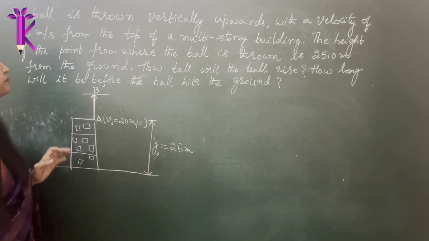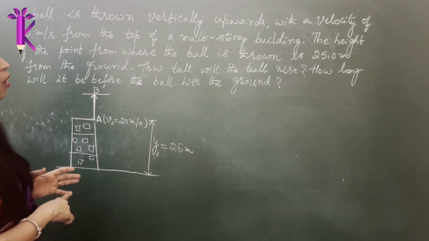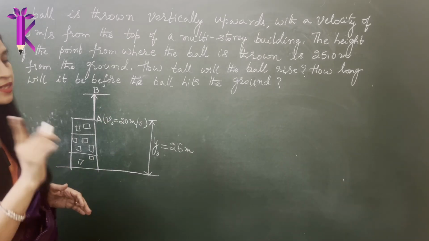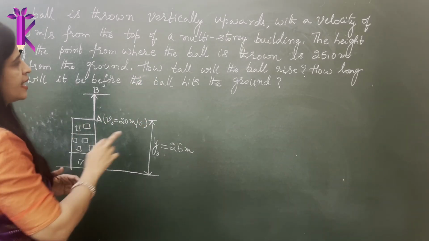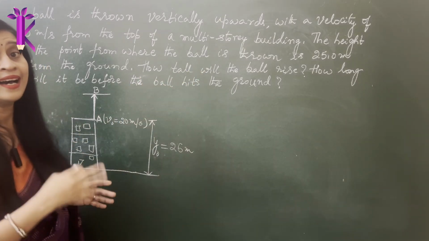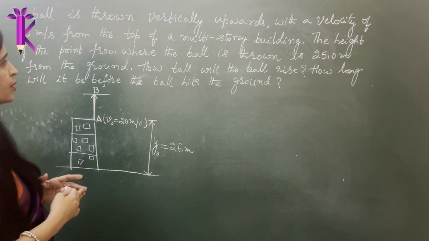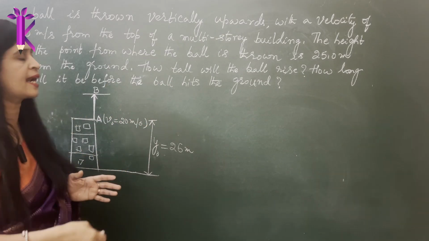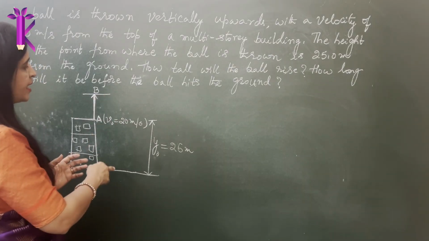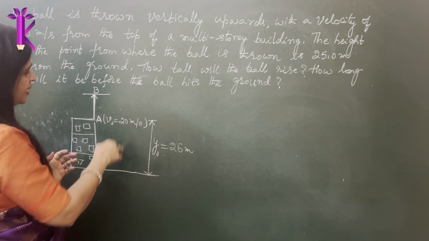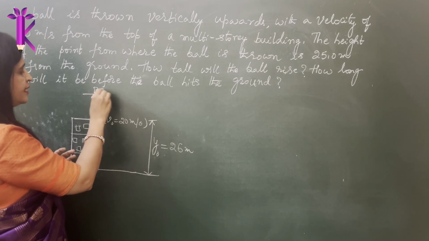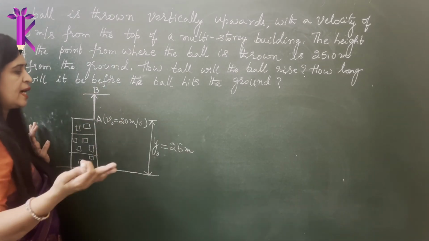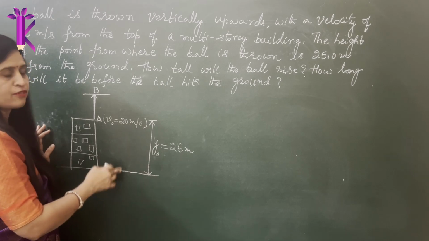Now, from the ground, how tall will the ball rise? We have to calculate that. There are two parts of the question. First, let's find out how tall the ball is going to rise. And next, how long will it be before the ball hits the ground? You have to calculate the time the ball takes from the point of projection till it hits the ground. When it goes to a certain height and comes down and hits the ground, you have to calculate that entire time. We'll take that part later, but let's first break this up.